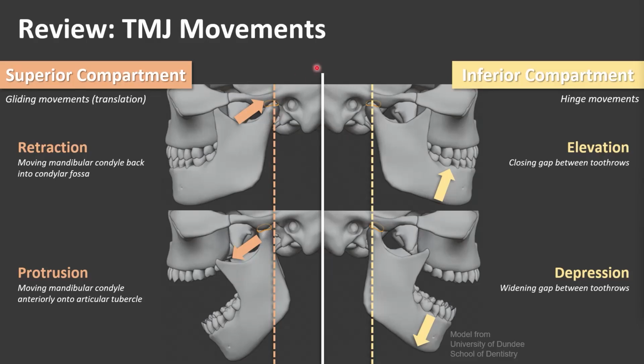The inferior compartment over here in yellow then is between the disc and the mandibular condyle. The mandibular condyle has that nice rounded shape to it here, so this is where rocking or hinge movements happen. Depression will open the gap between the maxillary and mandibular teeth, and elevation then will close that gap.